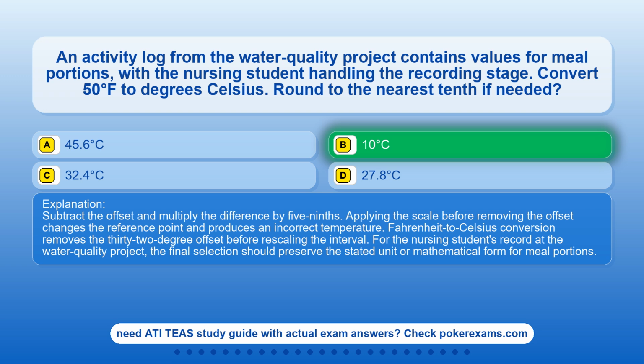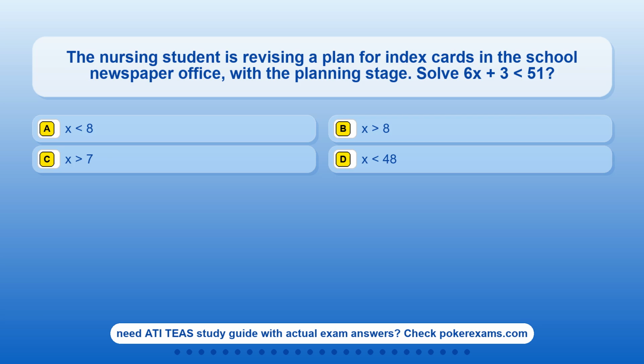For the nursing student's record at the water-quality project, the final selection should preserve the stated unit or mathematical form for meal portions. Question 22. The nursing student is revising a plan for index cards in the school newspaper office, with the planning stage. Solve 6x plus 3 less than 51. Option A, x less than 8.